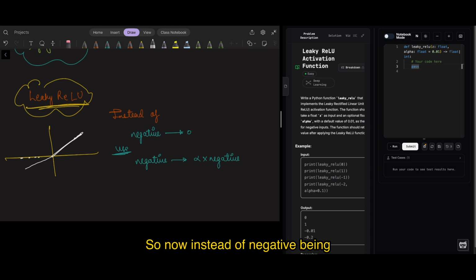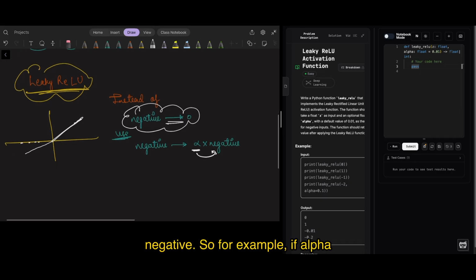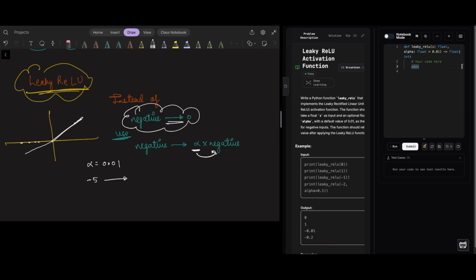So now instead of negative inputs being directed to 0, we give it an alpha, a very small number, and multiply it by the negative input. So for example, if alpha is equal to 0.01 and the input is -5, then its output through leaky ReLU would be -0.05. So the negative side now has a small slope instead of being completely flat, right?